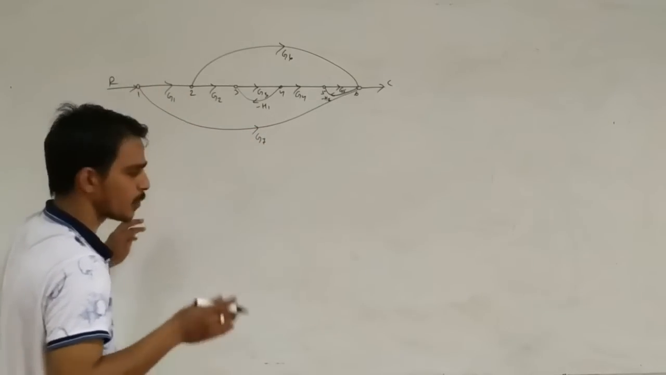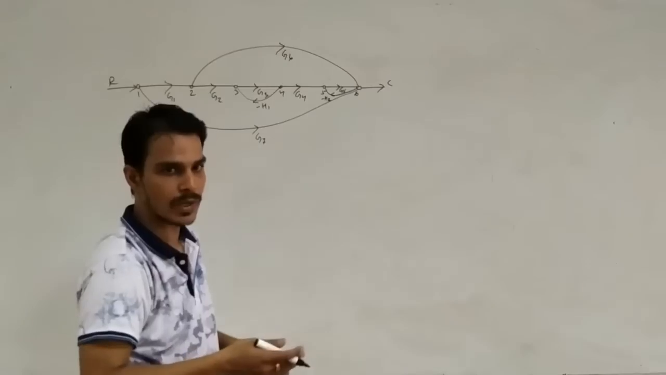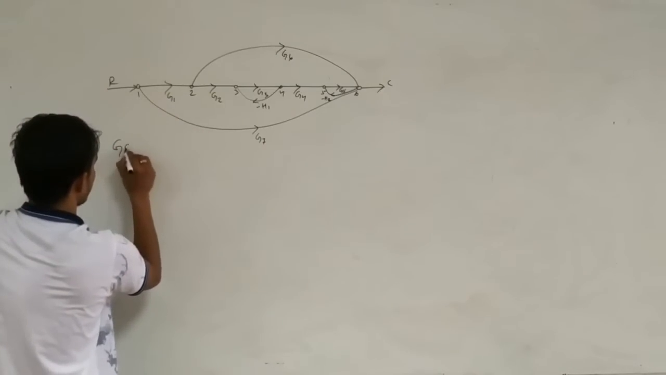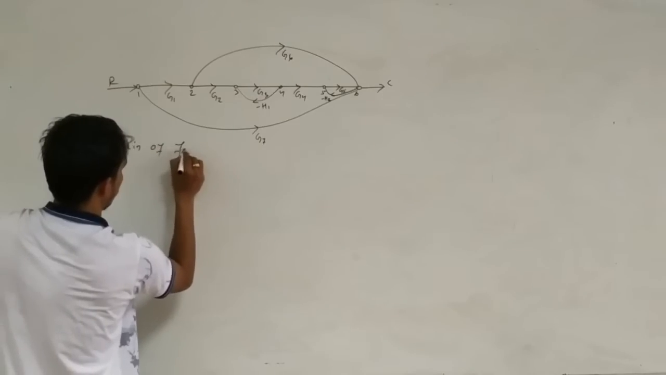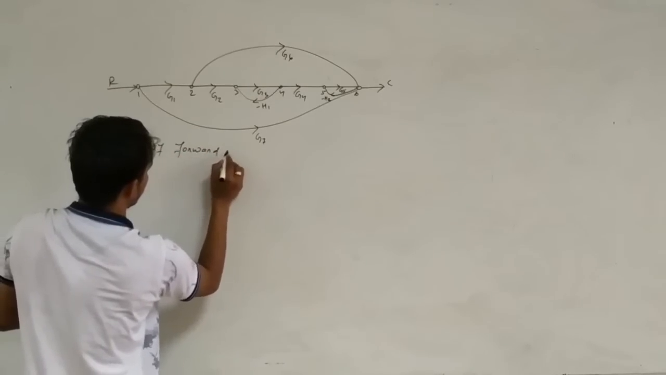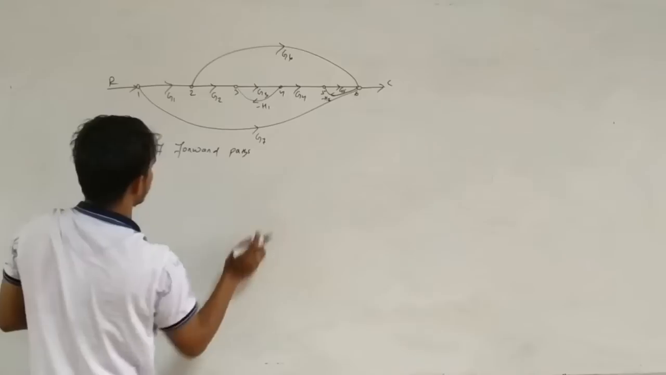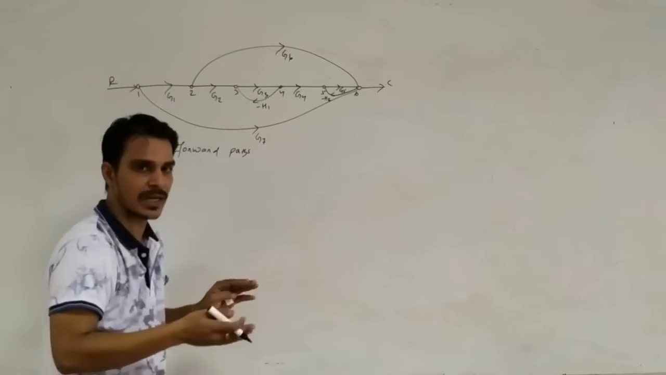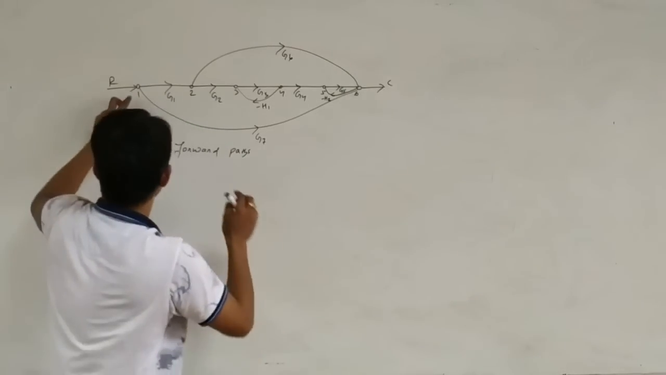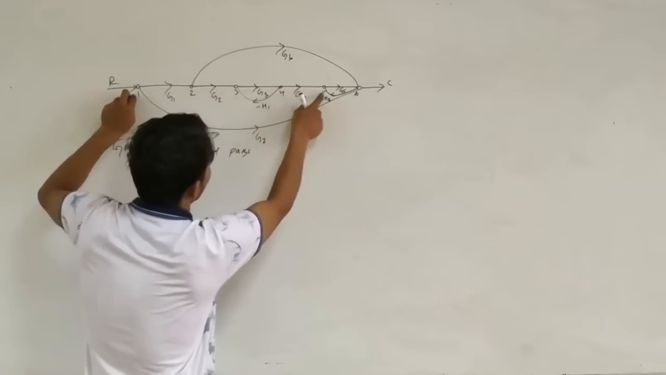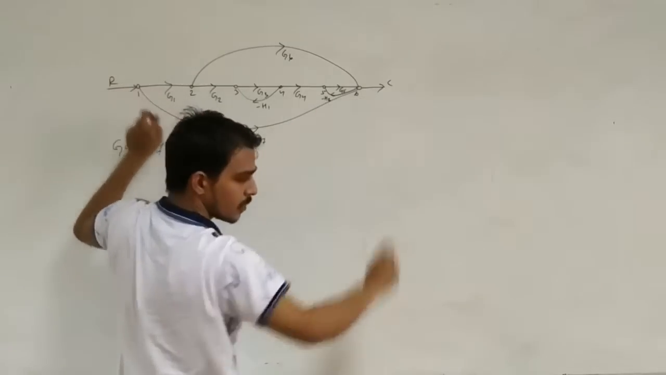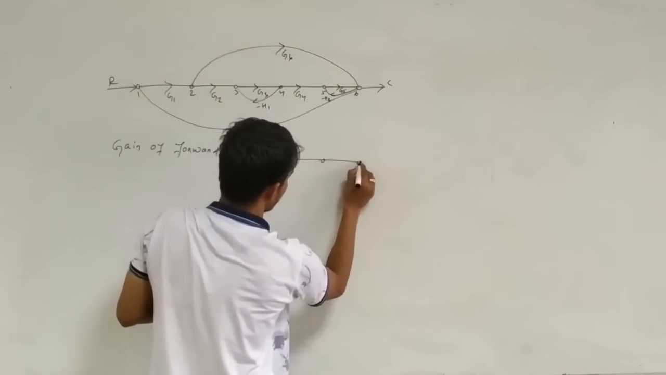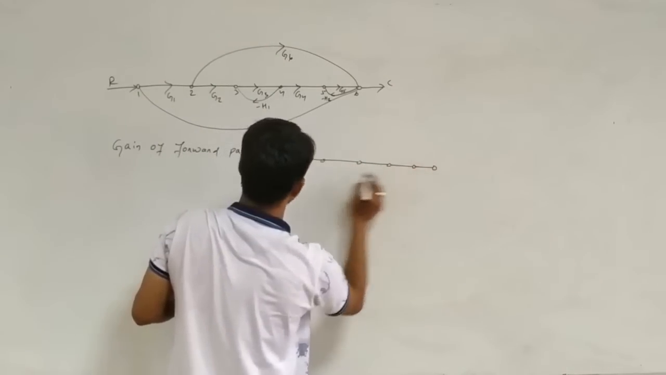Okay, so while solving the signal flow graph, we have to first find out what? Gain of forward paths. See how many ways signals are traveling from input node to output node. See 1, 2, 3, 4, 5, 6. This straight way signal is traveling. Okay, so 1, 2, 3, 4, 5, 6.